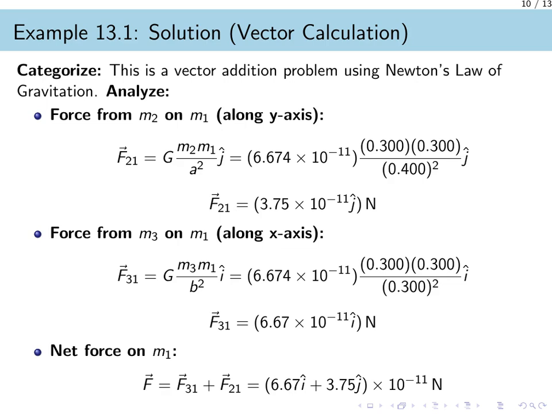Similarly, the force from ball M3, called F31, is directed along the positive x-axis, in the i-hat direction. Its magnitude is G times m3 times m1, divided by the distance, b squared. This calculation yields a force vector of 6.67 times 10 to the power of negative 11 i-hat newtons. The net gravitational force on the cue ball is simply the vector sum of these two individual forces, giving a final vector with both an x and a y component.